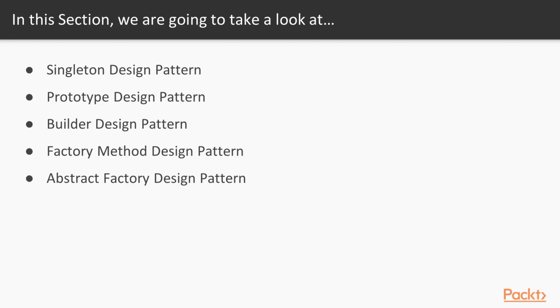First, we will look at the Singleton design pattern, which ensures only one instance of an object is created. Then the prototype design pattern creates a new object from an existing object. The Builder design pattern is used to create complex objects. The Factory method creates objects without specifying the exact class to create. And last, the abstract factory design pattern, which allows for the creation of objects without specifying their concrete type.